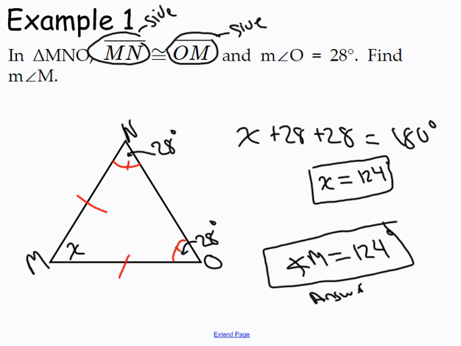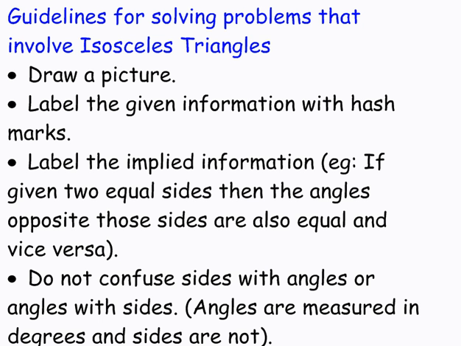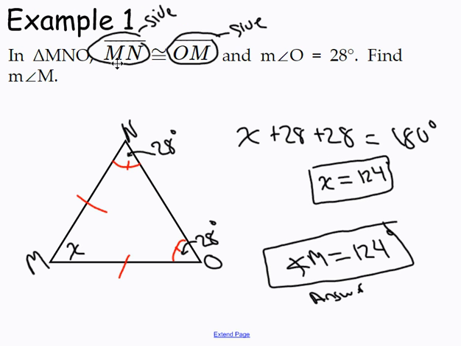So again, just a little tip: you want to label the given information, and this all comes from that first video where I gave you those tips, these tips over here. So you want to draw a picture, you want to label the information with hash marks. So for us, the information was MN is congruent to OM, so I labeled that with hash marks.